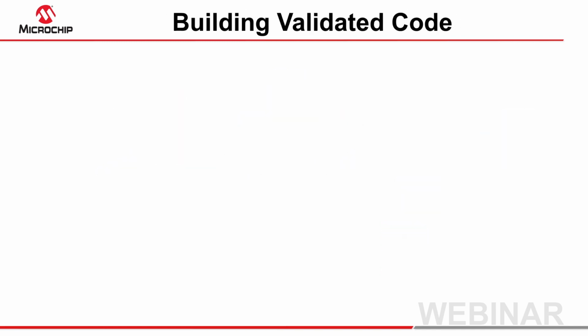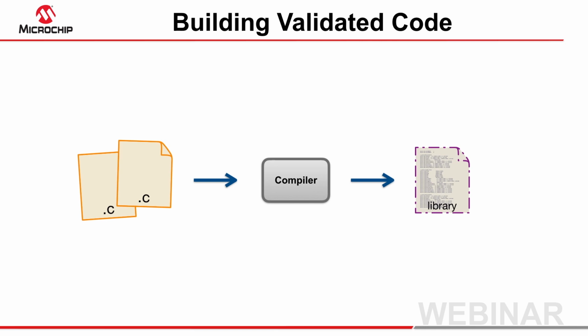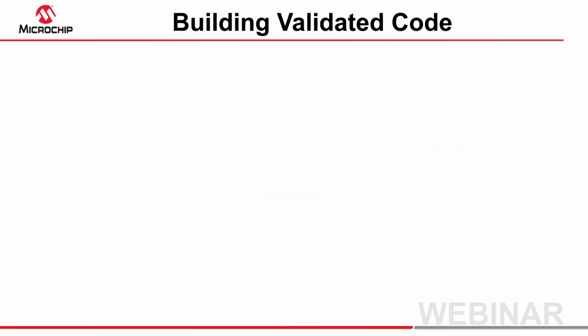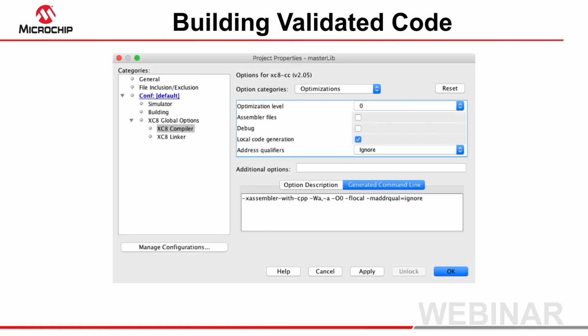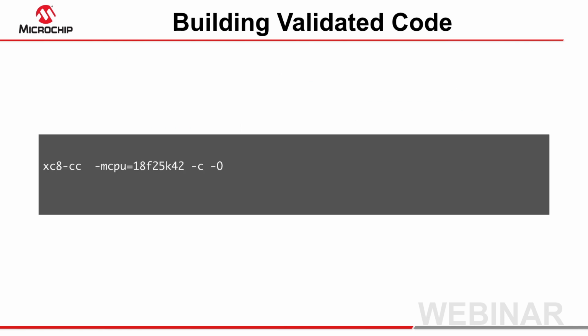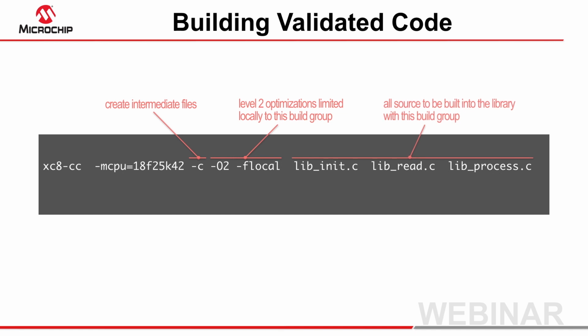To distribute validated code, you typically build and package the code as a library. If you have created a library project in the MPLAB X IDE, specify local code generation for that library by selecting the Project Properties, XC8 Compiler, Optimizations, Local Code Generation checkbox. If you are building on the command line, run the compiler using the -f local option and pass it all the source files to be included in the library.